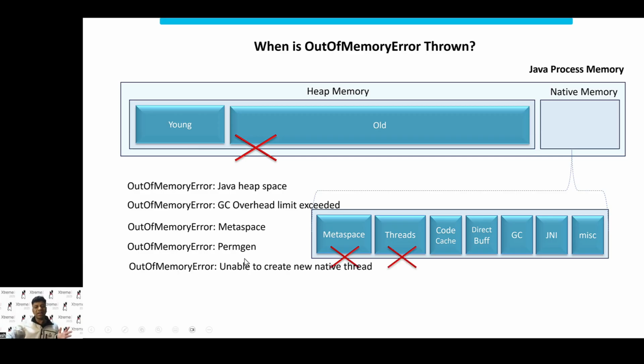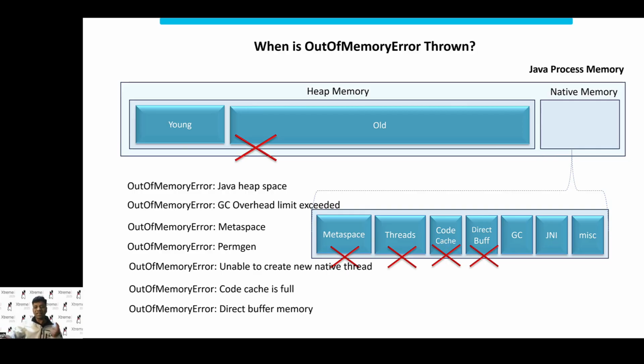Okay. And then the next type of out of memory error is called out of memory error: unable to create new native thread. This error happens when your threads region saturates. And then the next type is called out of memory error: CodeCache is full. This happens when the code cache region gets saturated. And then the next type is called direct buffer memory, when the direct buffer region saturates. And suppose there's any memory problem happening in your native code, C++ code, you are going to be thrown a stack trace with a native method, right? These are the errors that get thrown.